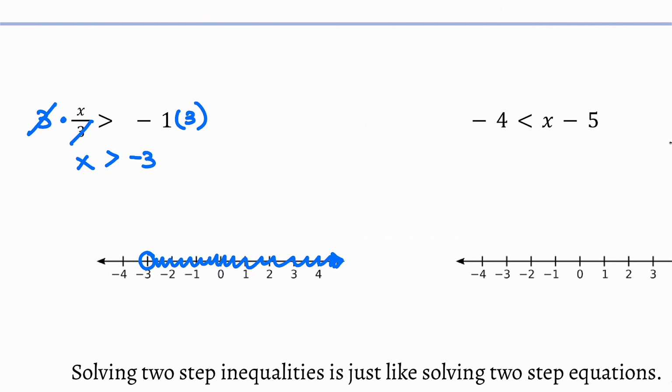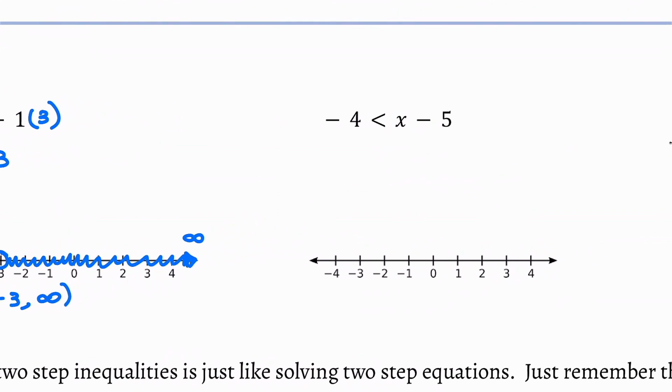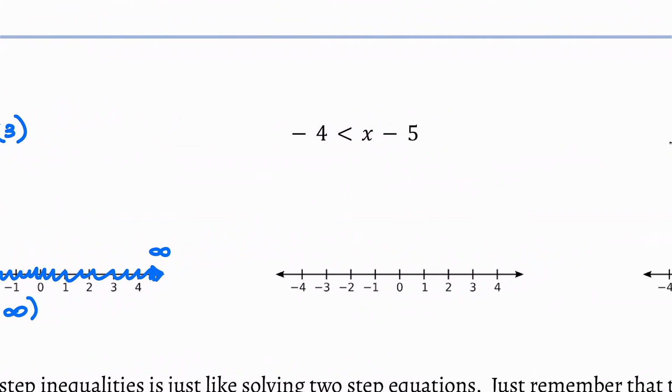And as far as my symbols are concerned, this ends at positive infinity. So I'm going to write -3 to infinity, put parentheses on the -3 because it's not filled in, and then put parentheses on the infinity because we always do that. All right, this one is going to give us a little bit of trouble too.